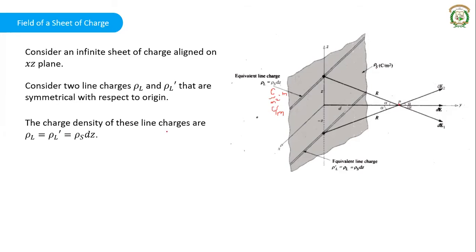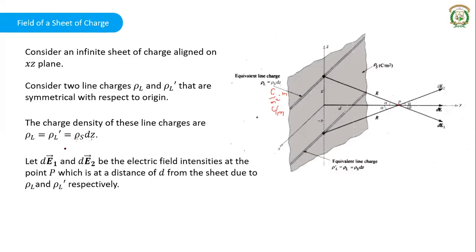So the charge densities of these line charges that we have seen is rho S into dz, that is, surface charge density multiplied by the elemental length in the z direction. What we will consider first is the electric field intensity due to these line charges, which are symmetrical about the origin. Symmetrical means the distances in the positive and negative z direction are the same.